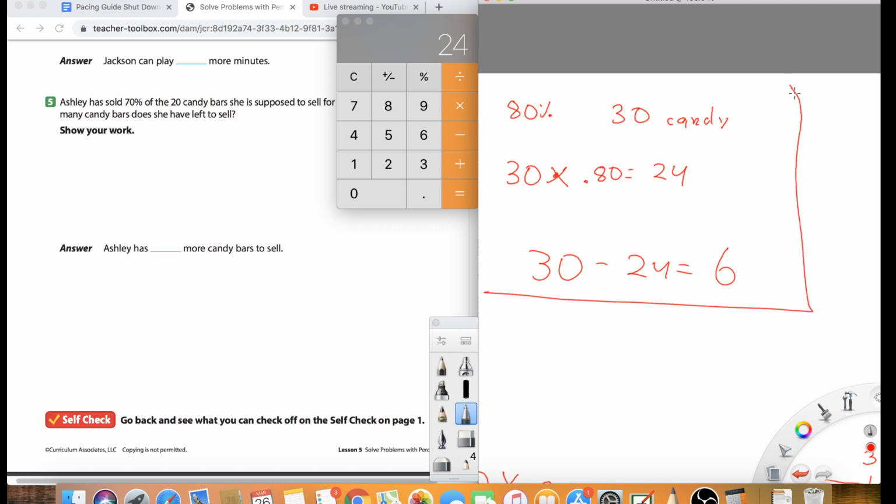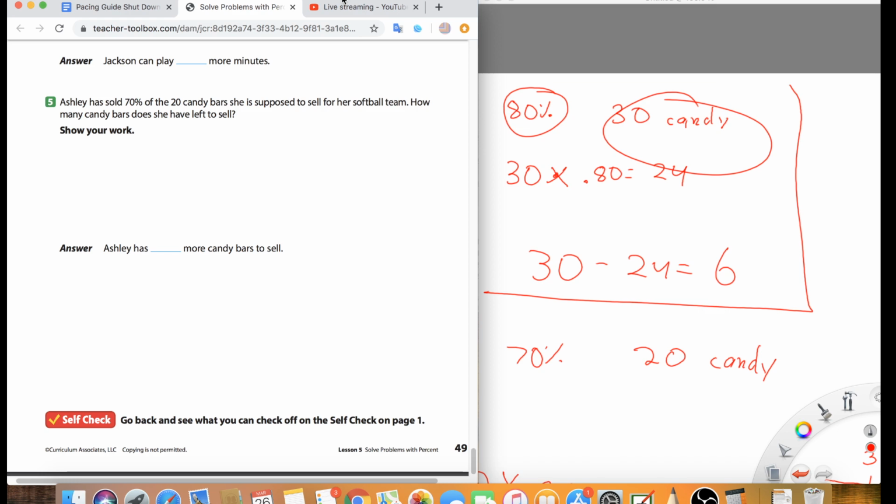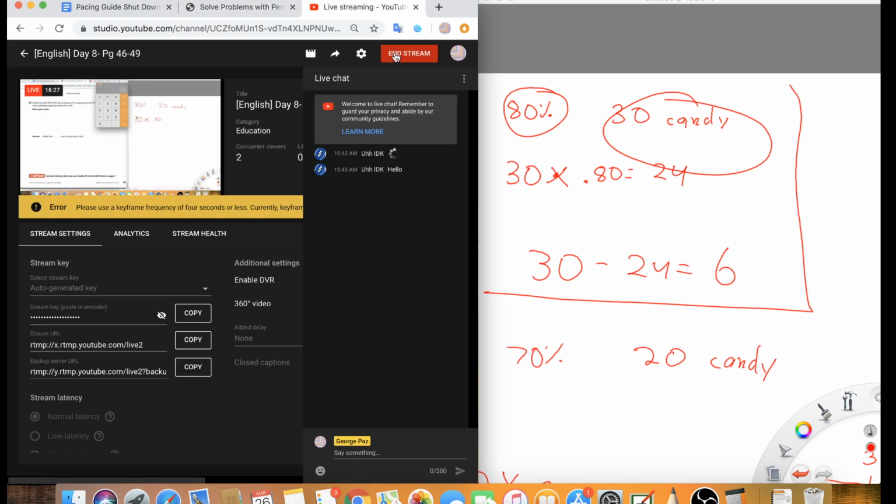Now, this is my made-up problem with my made-up numbers. You can do the same steps, but you have to do it with 70% and 20 candy bars. That's it for this video. I'm going to try making my videos more like this, see if it works out.